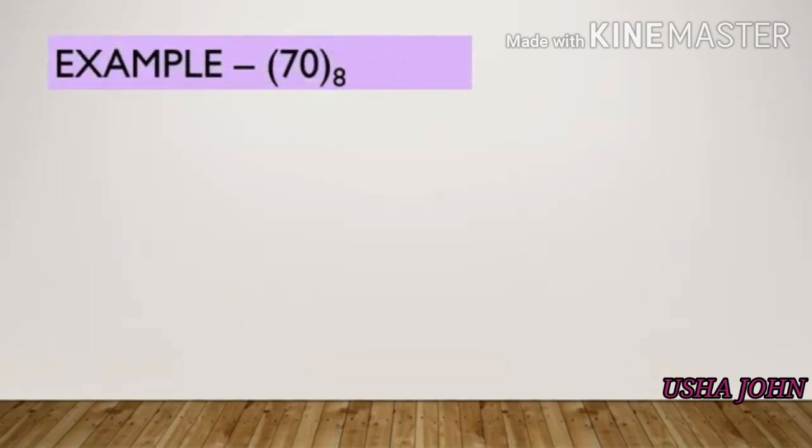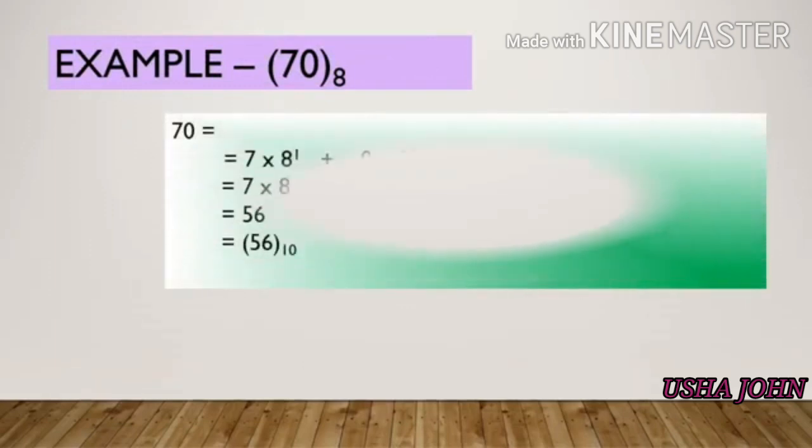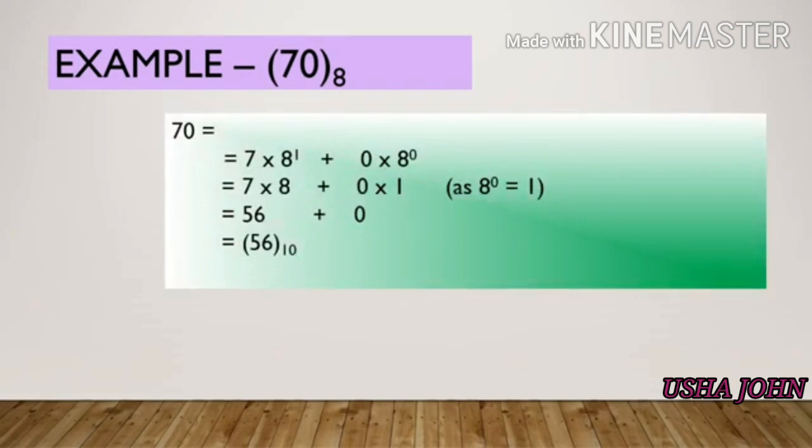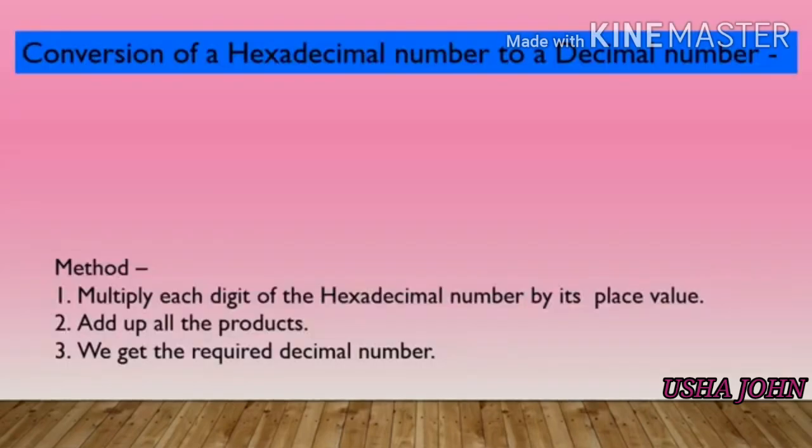Let's see the example. Example 70 base 8 to decimal. 70, from the right you want to calculate 8 power 0 multiply 0, 8 power 1 multiply 7. 8 power 0 is 1, multiplied with the place digit 0 is 0. 8 power 1 multiplied with the digit 7 is 56. So the decimal number for 70 is 56.